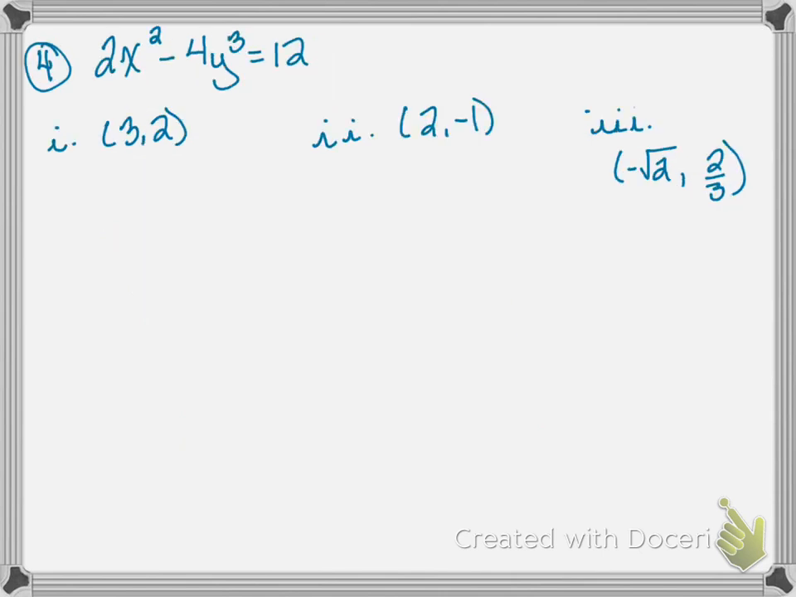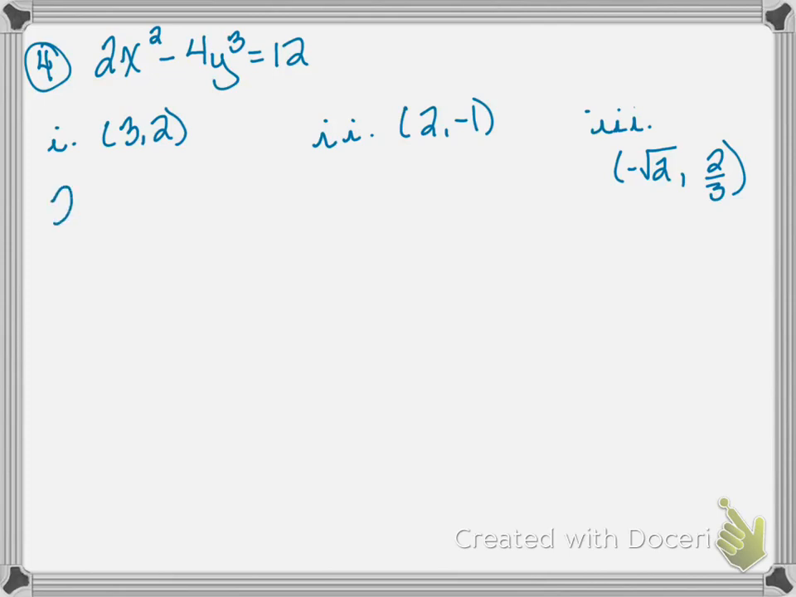Now, for this problem, the directions say, check each given ordered pair to see if it lies on the graph 2x squared minus 4y to the third equals 12. Now, we're not graphing that. We could graph that in Desmos if we wanted to, but that's not what we're doing right now. What we're doing is we're going to plug the 3 in for x, and then plug the 2 in for y. And we're going to check each one of these points.